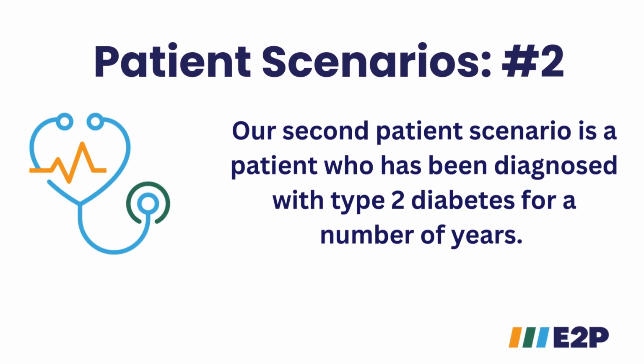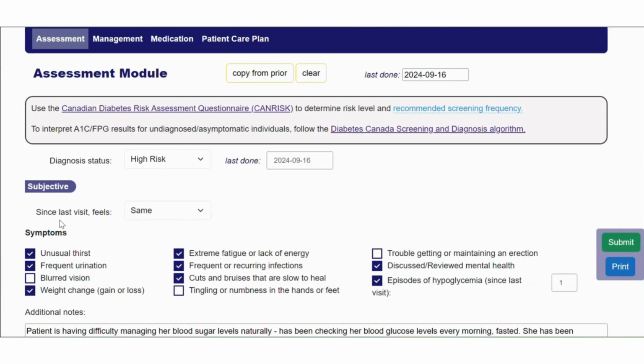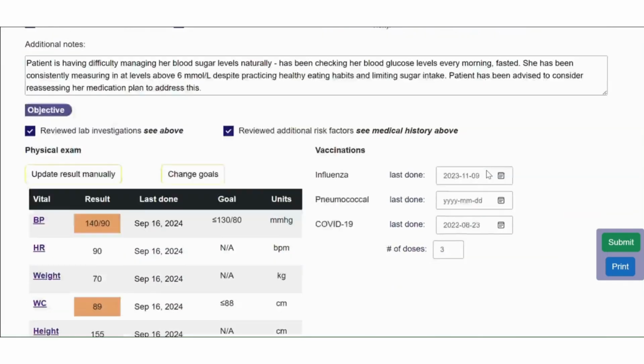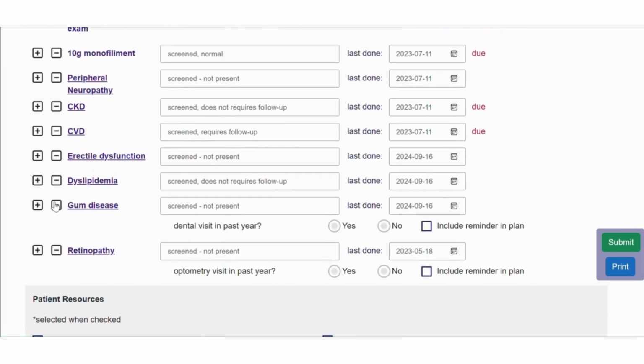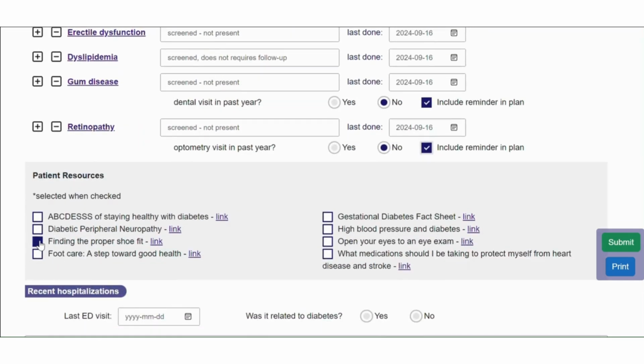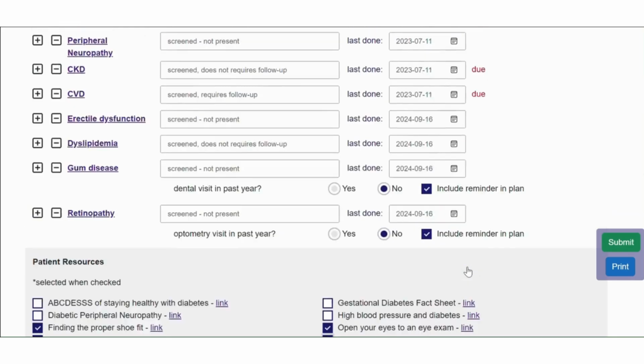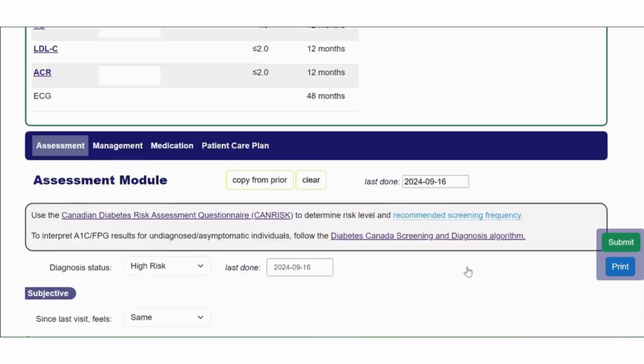Patient Scenario 2. Our second patient scenario is a patient who has been diagnosed with diabetes for a number of years. For a patient who is diabetic, users can screen and monitor the complications related to diabetes. Once the complications have been assessed, the tool seamlessly embeds patient resources related to complications directly after the complication section, thereby supporting a seamless transition while ensuring clinical requirements are met along with supports for patient self-management.